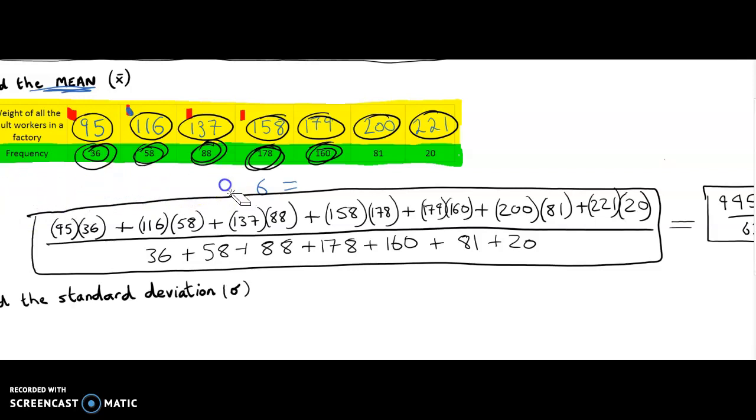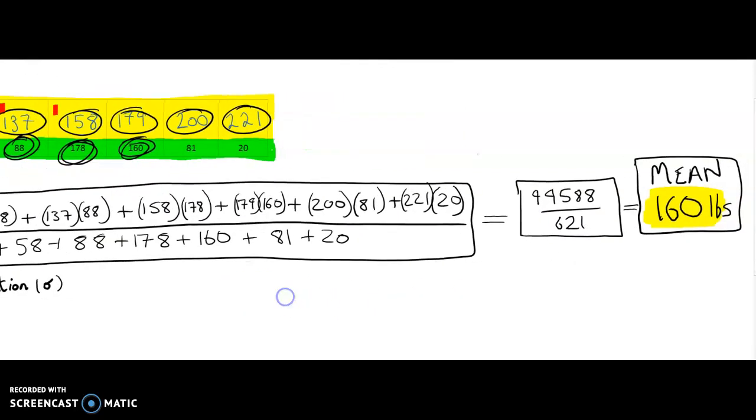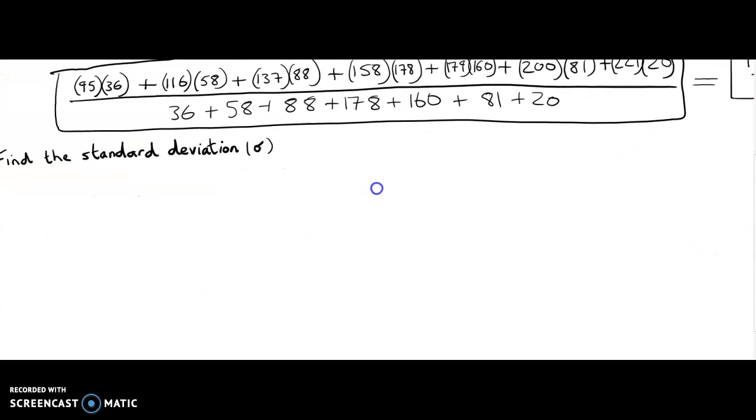So we will come back to that. But that is the mean. That's the average weight of somebody working in that factory. Okay, we've done that. Now, next question.